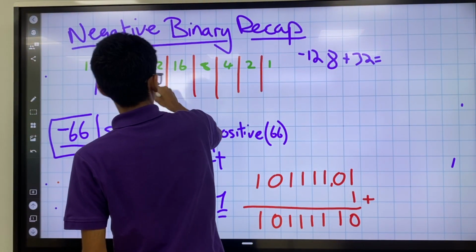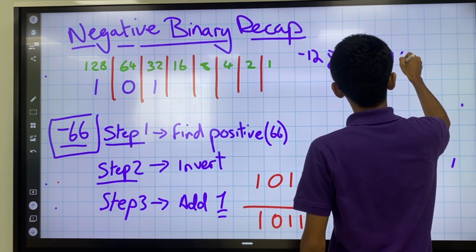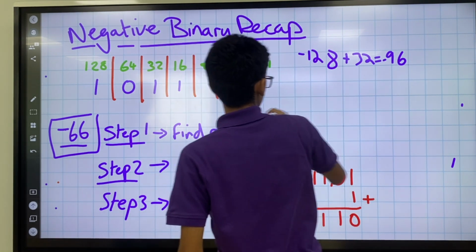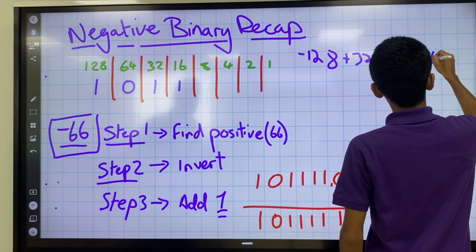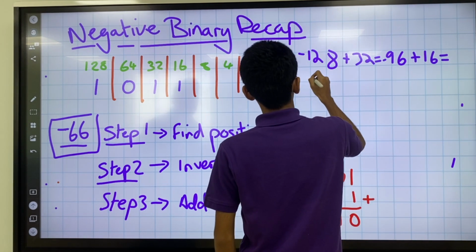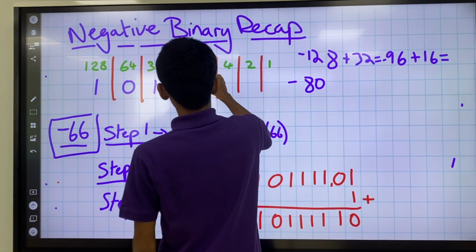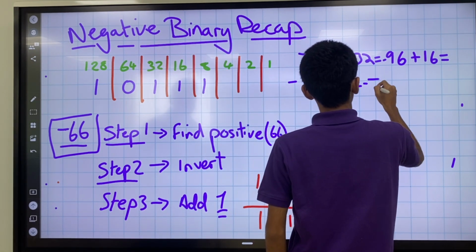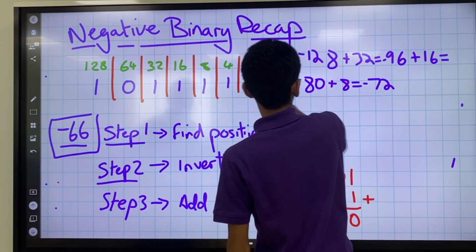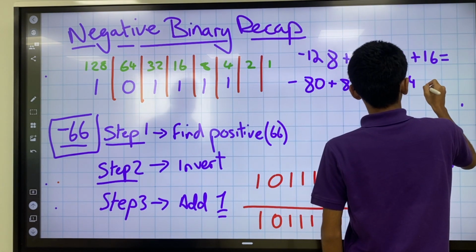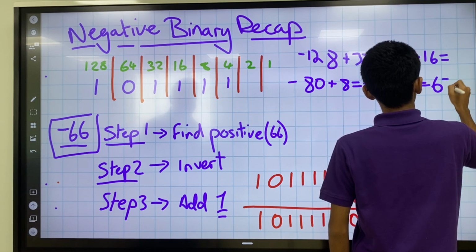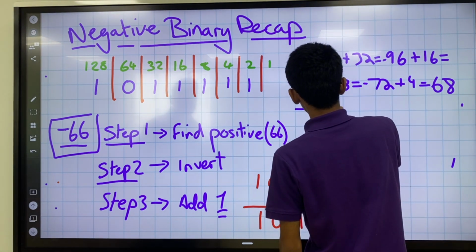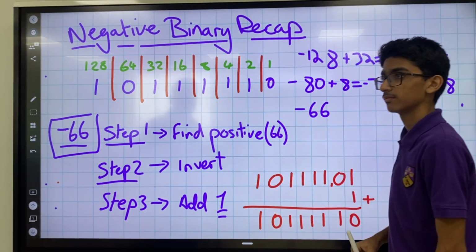1 0 1. This would be 96, negative 96. And then 16, plus 16 equals negative 80. Then 8, which is negative 72. Then plus 4, which is equal to negative 68. And then 2, which is equal to negative 66. Beautiful. So no ones. Fantastic.